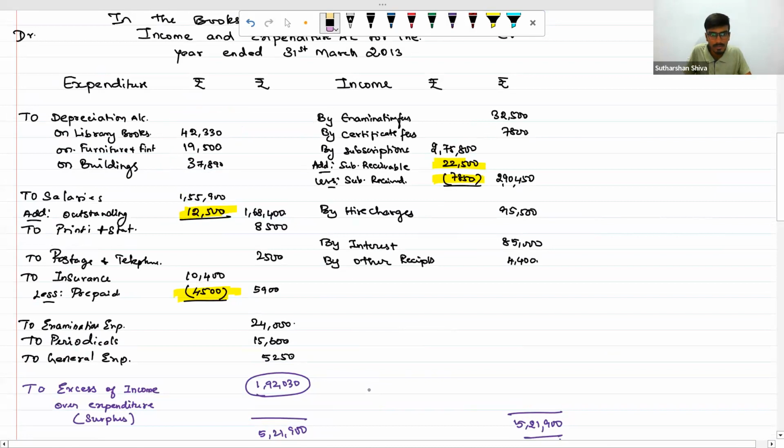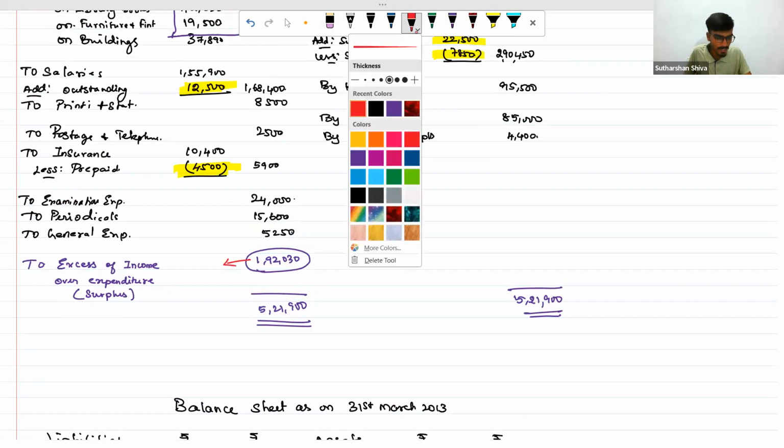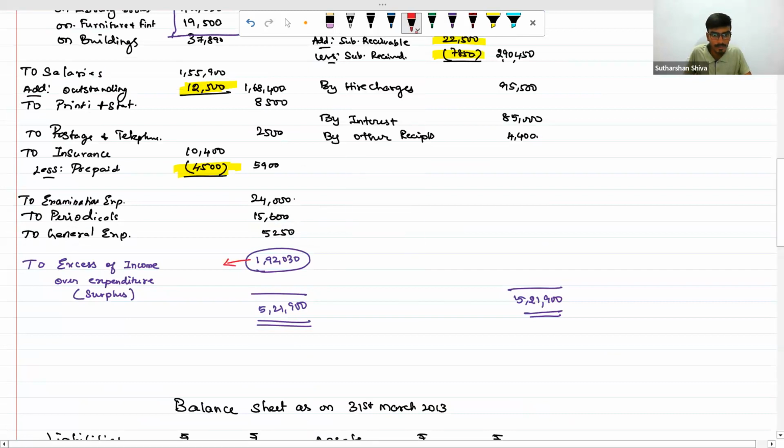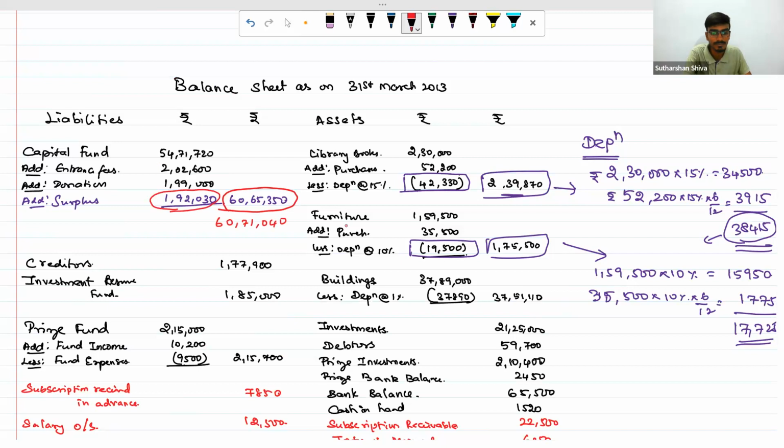These 2 values will get changed. At that time, your final answer will become, alternatively, 1,97,720. Okay. At that time, this answer will also change. This will become 60,071,040. This will also change.